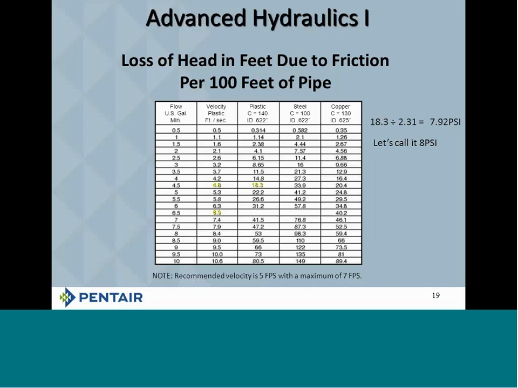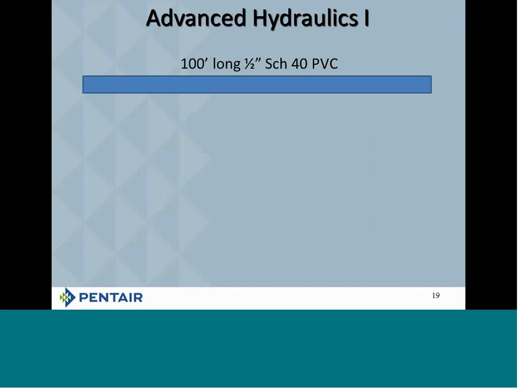I've got another question for you here. What did I increase my flow by? I went from 4.5 to 6.5, so I increased my flow by 2 gallons a minute. What happened to my friction loss in my plastic pipe? I went from 18.3 to 36.2. That's double the friction loss.